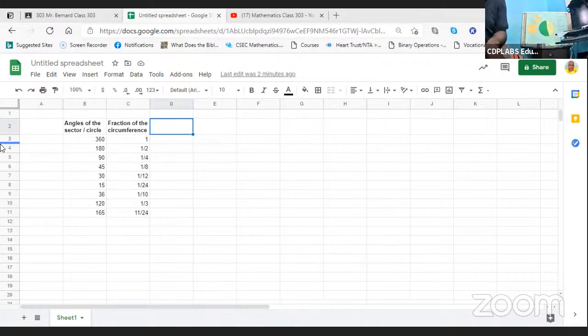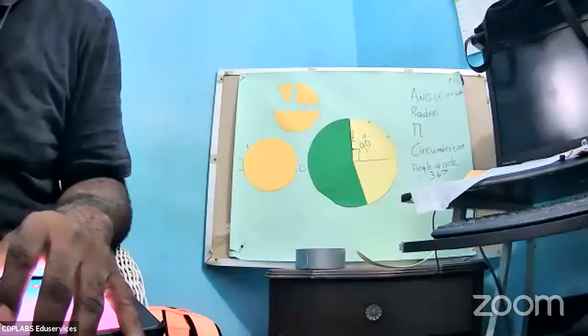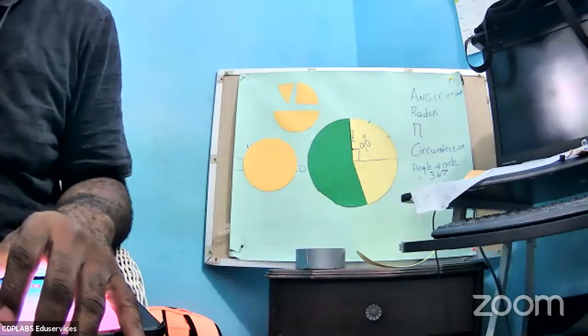Now, but let me show you something first. You have to know this information in order to manipulate different angles, like 165. Finish writing, Miss Langford. Miss Langford, you finish writing? Yes, sir. All right, so let us now go to a whiteboard.